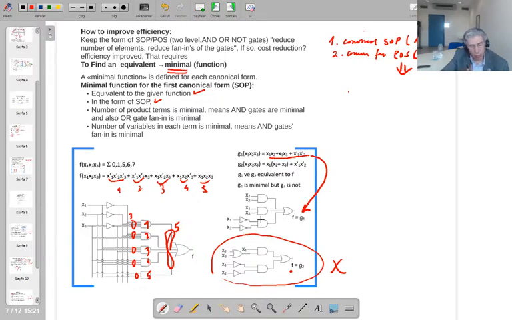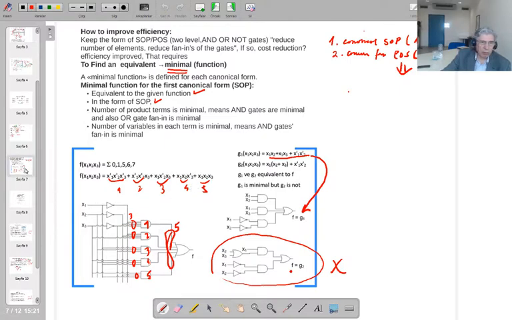This one is sum of products form. That means first it's going to be 2 level: first level AND gates, the second level OR gate. And then the number of AND and OR gates is going to be minimal. That is the minimal function related circuit, so that means a minimal cost circuit under the constraint of AND-OR form. Okay, so we defined now the minimal function. Our aim is to find this minimal function.